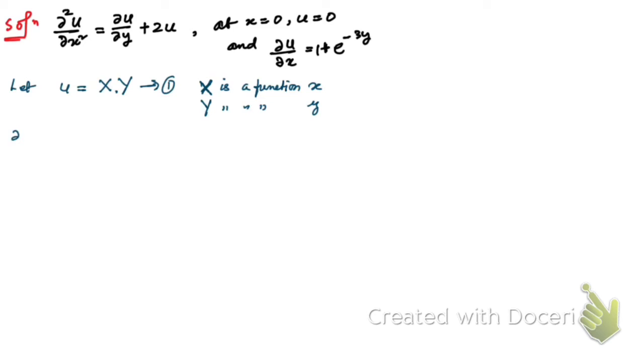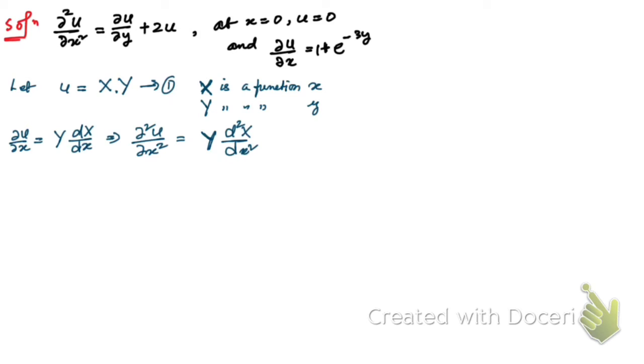Again, let's find del u by del x. Taking y as constant, we're going to get y into d capital X by d small x. And again, if you differentiate it, then you're going to have the second order partial derivative of u with respect to small x, and this time it's going to be y into the second order derivative of capital X with respect to small x. That's what we're going to have, right?